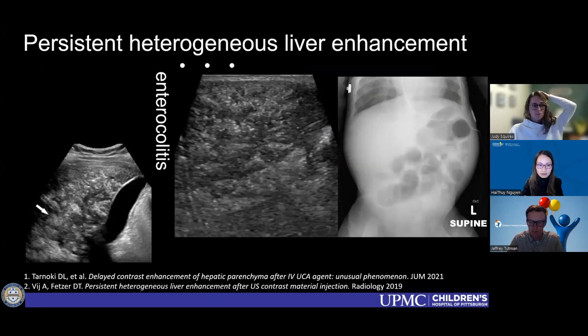It's been described. I'm not sure exactly what is happening, but they think there's some sort of phagocytosis of the contrast agent by hepatocytes, and then the bubbles get stuck in the parenchyma, giving this weird appearance. But that's the only reaction I have had. Have you guys seen this?